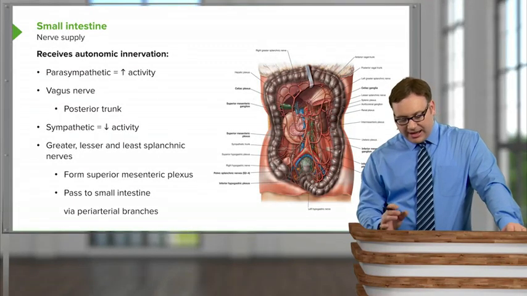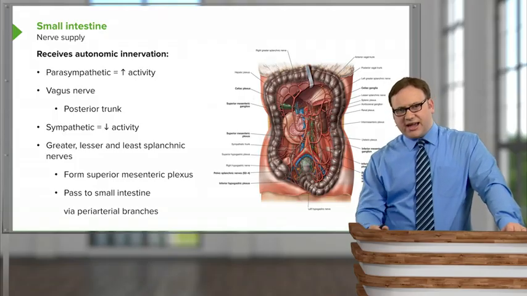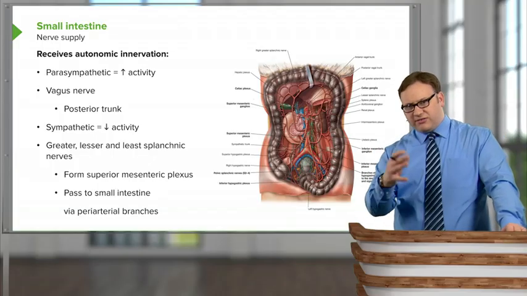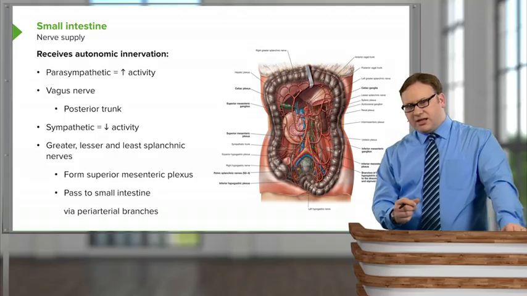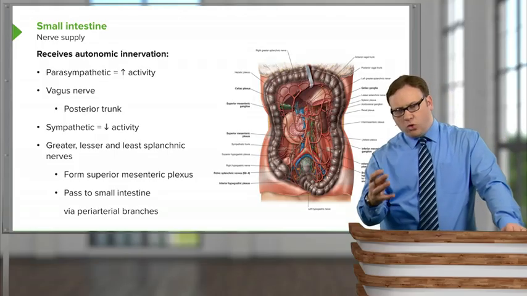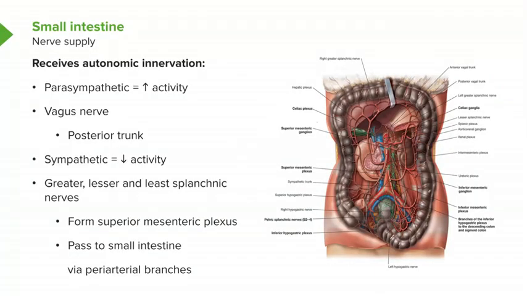But simply, again, the parasympathetic is going to have the effect of increasing the activity of the small intestine. So it's going to increase the peristalsis through the small intestine. It's going to facilitate blood passing towards the small intestine, allowing for the nutrients to be absorbed. And this again is done via the vagus nerve, the parasympathetic input, specifically the posterior trunk.